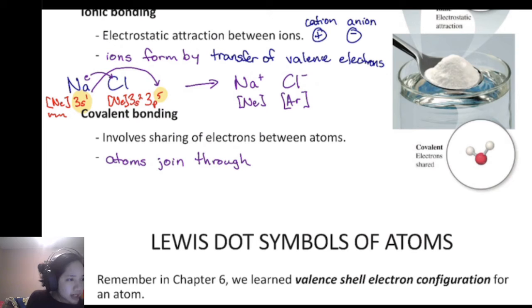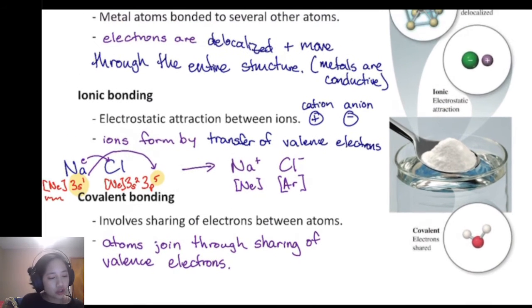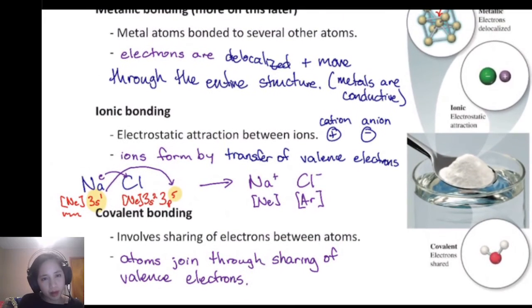What I wanted to say here is that atoms join through sharing of valence electrons. From this slide, you should definitely know, since we're mainly going to be talking about ionic and covalent bonding, that ionic bonding has a transfer of valence electrons, so we form cations and anions, while in covalent bonding, two adjacent atoms just share their valence electrons. We'll see why this is necessary, and it has to do with the octet rule, which we'll get to in later slides.